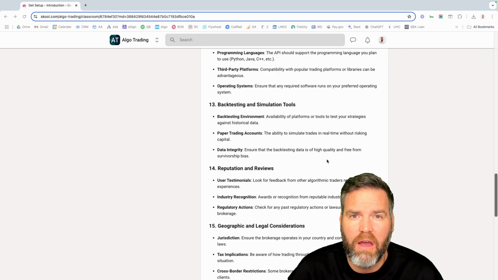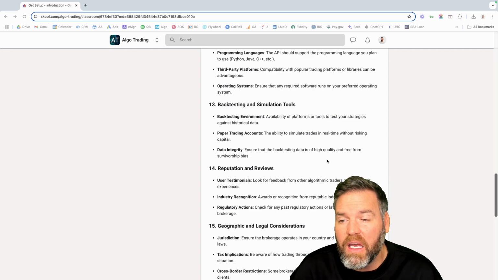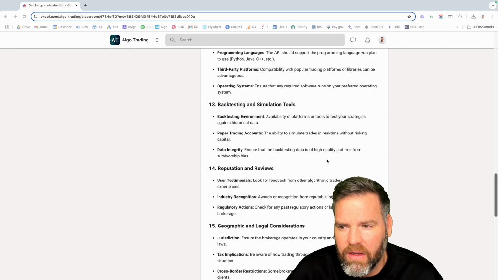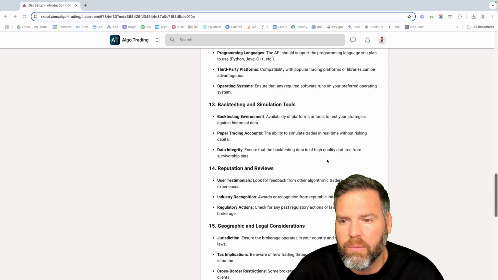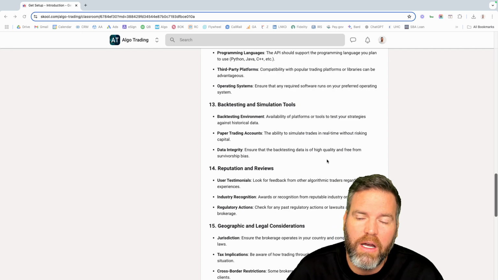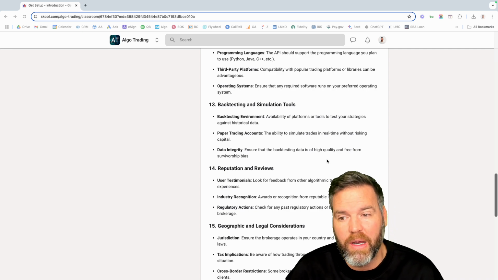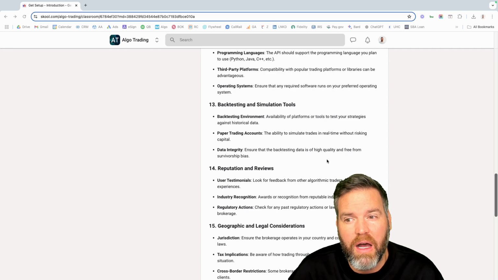And that paper trading account has live data, so I get a good sense of how things will react in the real market based on that paper trading account and test environment. And then obviously data integrity: ensure that the backtesting data is of high quality and free from survivorship bias. Using real-time data is going to be your best shot in any type of backtesting environment or paper trading account.